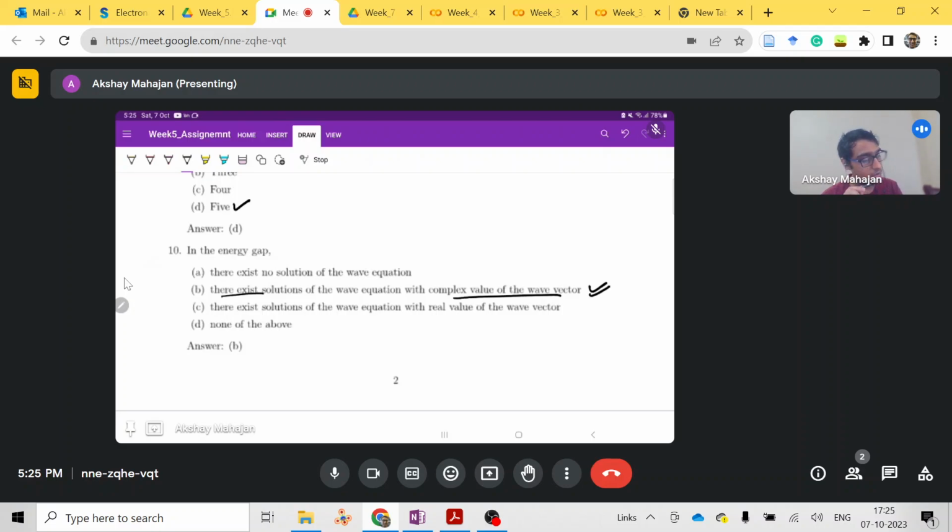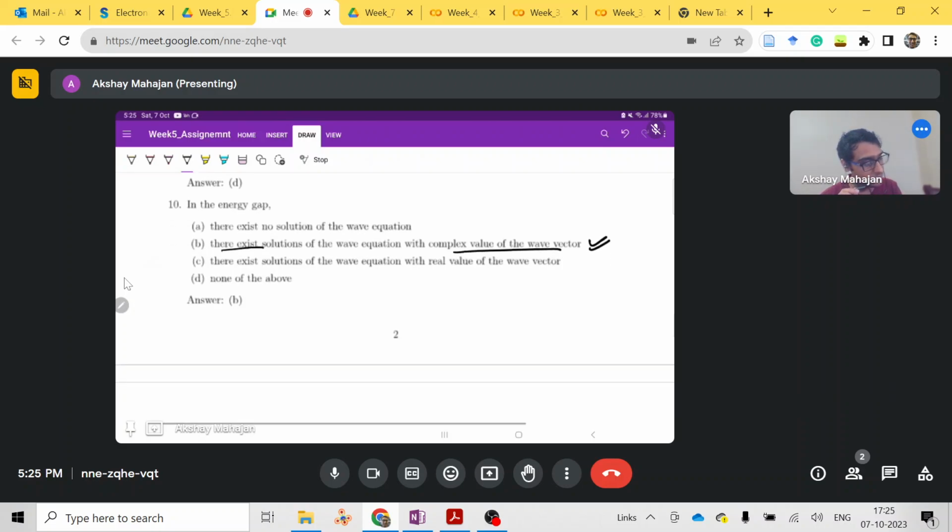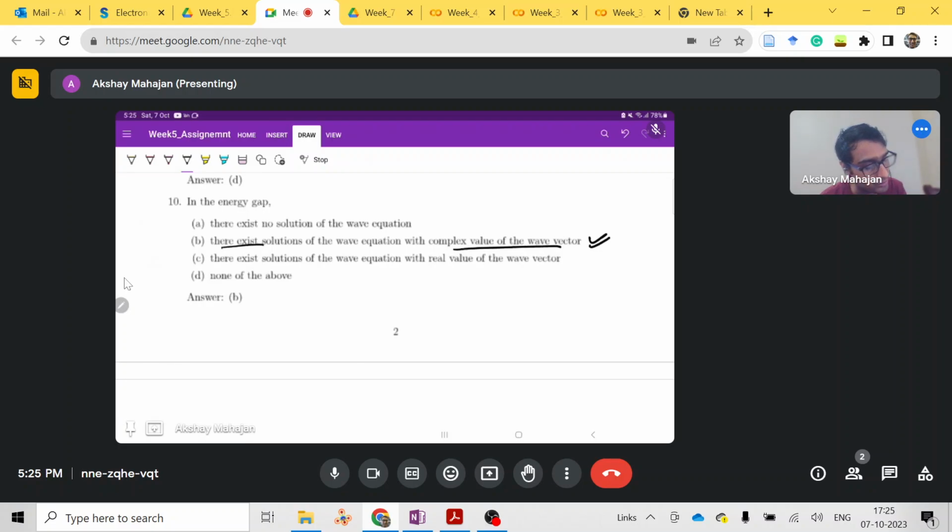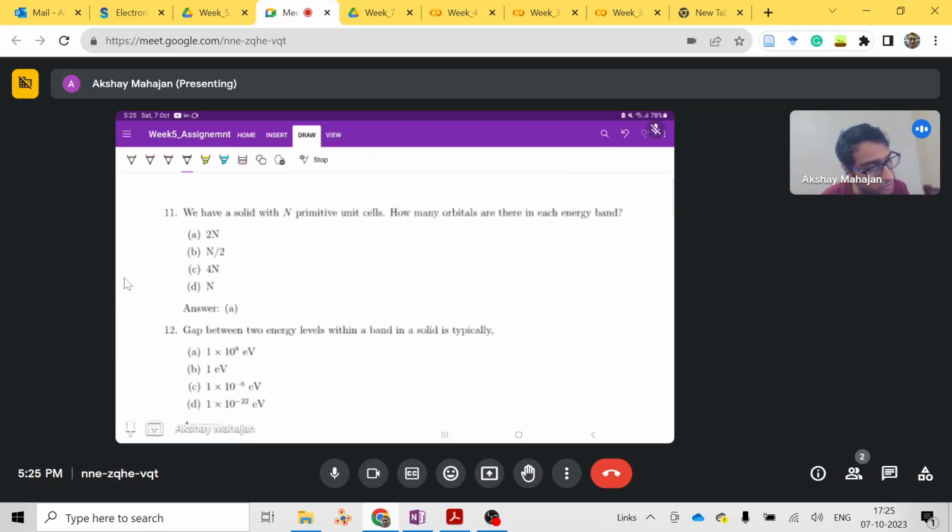Okay, so this you should remember from the lecture. Then we have a solid with N primitive unit cells. How many orbitals are there in each band? That will be 2N. It's a direct question.